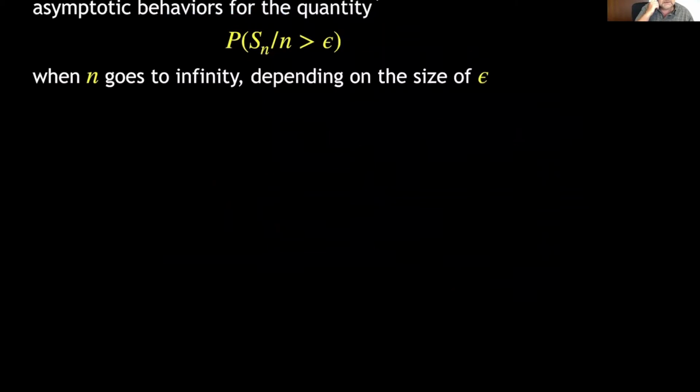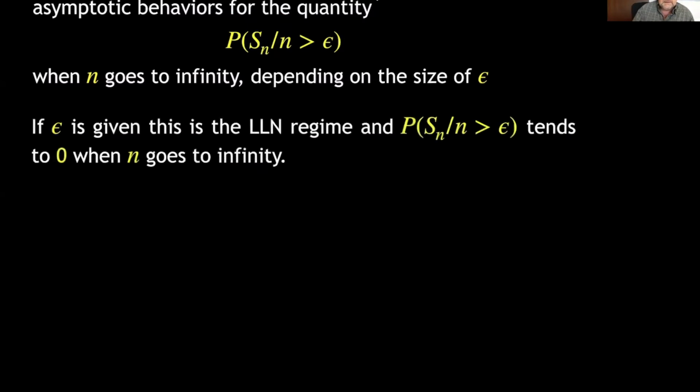So this means that if we look at the probability that Sn over n is larger than epsilon, that is the right tail of the random variable Sn over n, then this tail has a different behavior depending on the size of epsilon with respect to n. If epsilon is given, this is the law of large numbers regime, and the tail probability tends to 0 when n goes to infinity.